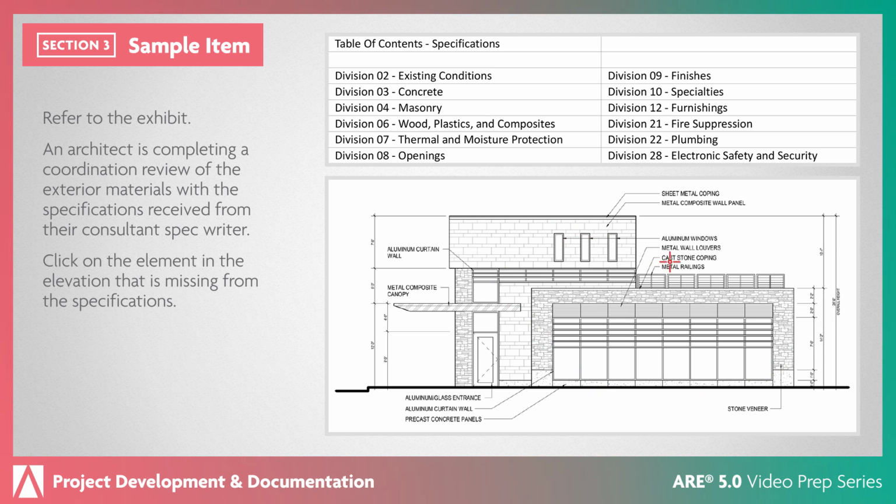The correct answer is metal railings. Based on the CSI MasterFormat Division 5, Metals is missing from the table of contents provided by the consultant spec writer. This division includes metal handrails and railings, which are noted on the elevation. The remainder of the exterior materials labeled are found in the specification list provided.